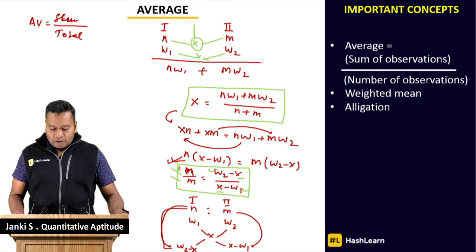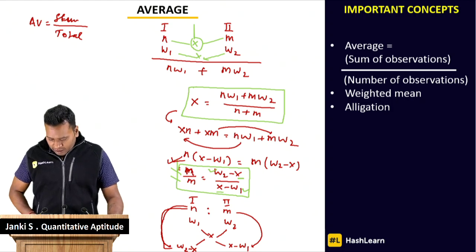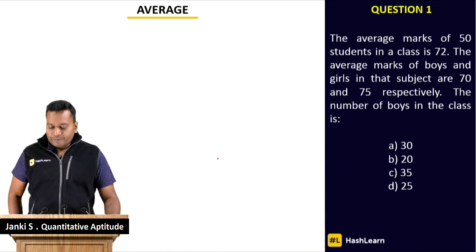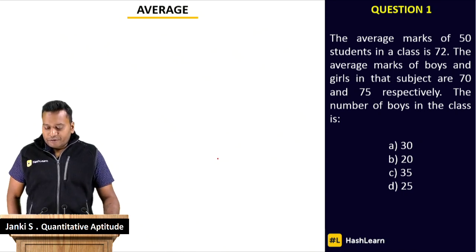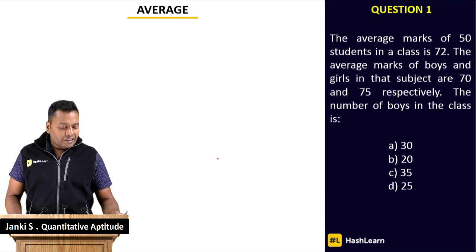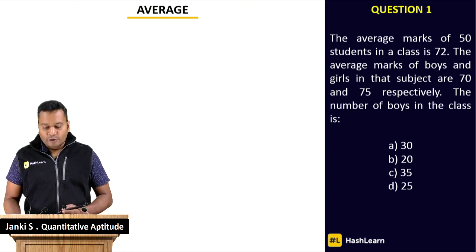Right, तो चलें अब कुछ questions को देखते हैं. Let's directly move to question number 1. The average mark of 50 students in the class is 72. The average mark of boys and girls in the subject are 70 and 75 respectively. The number of boys in the class is. अब आपको ये सोचना है कि इसमें आप क्या लगाएंगे. अगर आप नॉर्मल एवरेज लगाते हैं तो इट माइट बी डिफिकल्ट फॉर यू टू वर्क आउट. बट अगर आप एलिगेशन यूज करेंगे इस केस में देन इट विल बी डेफिनेटली इजी फॉर यू टू वर्क आउट.